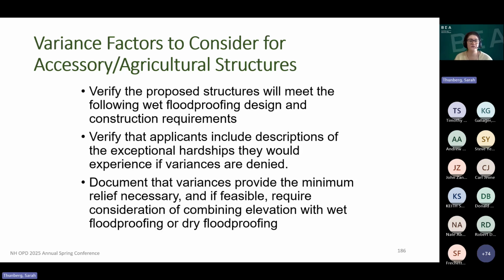You also want to verify that the proposed structures will meet the following wet floodproofing design and construction requirements. Verify that applicants include descriptions of the exceptional hardships that they would experience if variances are denied. You also want to document that the variances provide the minimum relief necessary, and if feasible, require consideration of combining elevation with wet floodproofing or dry floodproofing.